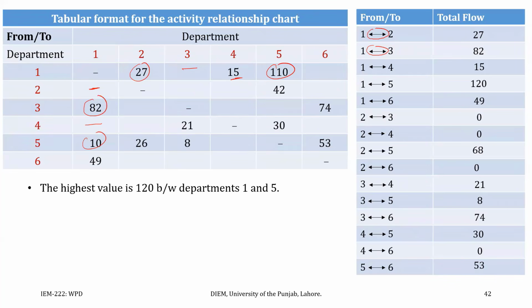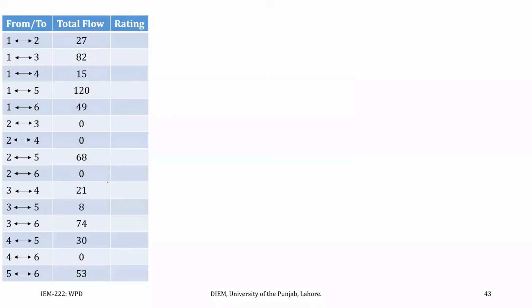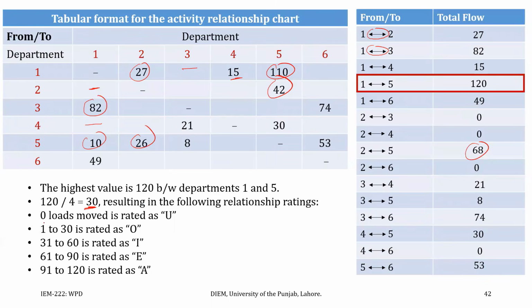So for example, from 2 to 5, the flow is 42, from 5 to 2, it is 26, so total is 68. So this table is filled in this way. Highest value is 120. Divide that by 4, we get 30. So we assign a rating of U for 0 loads moved between two departments, O rating for loads from 1 to 30, I rating for loads from 31 to 60, E for loads 61 to 90, and a rating of A for loads 91 to 120.